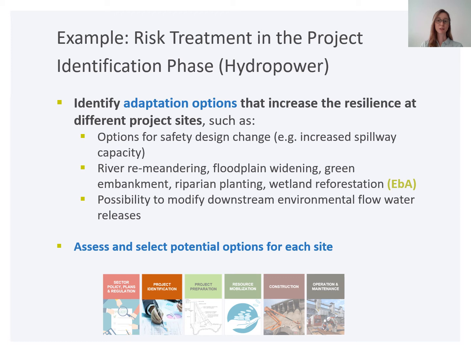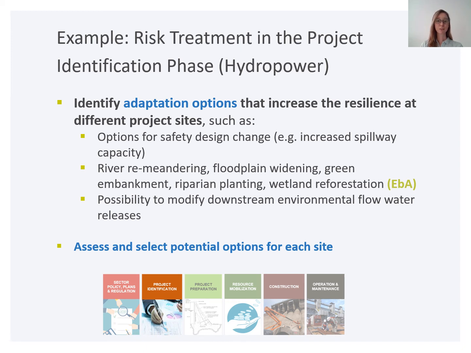Adaptation options could be structural and/or functional measures. So for example, as we see on the slide, they could include options for safety design change, such as increased spillway capacity, or there's a number of ecosystem-based adaptation options, such as river remeandering, floodplain widening, green embankment, riparian planting, or wetland reforestation. You would then assess the adaptation options identified and select potential options for each of the sites that you're considering for your project.